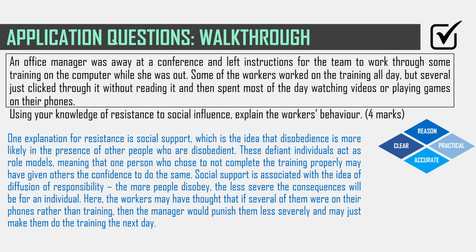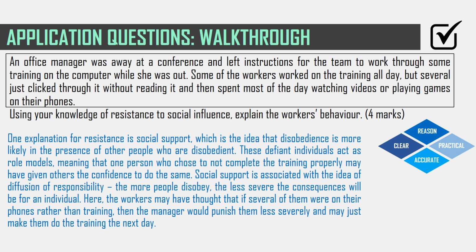Okay, these defiant individuals act as role models, meaning that one person who chose not to complete the training properly may have given others the confidence to do the same. So what I'm doing there is explaining the theory, but I'm doing it in the context of workers doing the training. Social support is associated with the idea of diffusion of responsibility. Again, there's some key knowledge there, a bit of terminology. The more people disobey, the less severe the consequences will be for an individual.